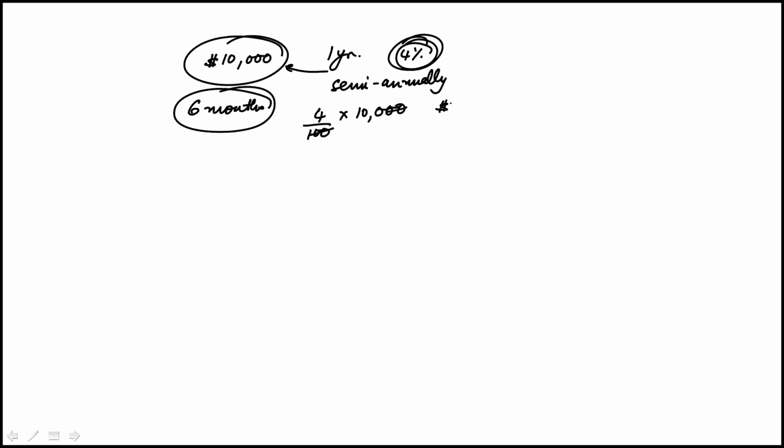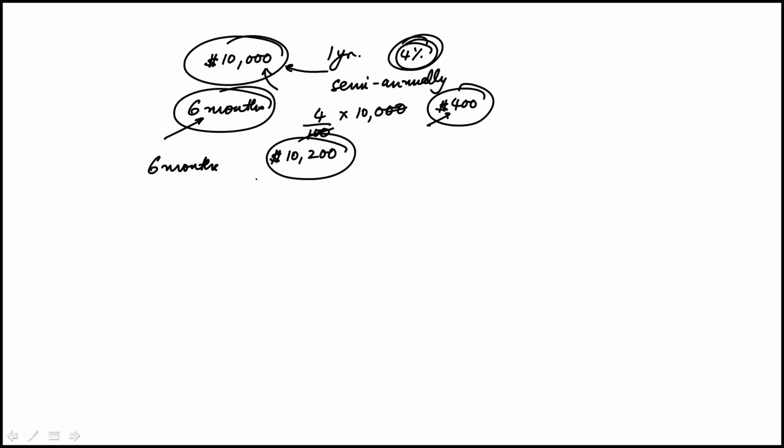So that's $400. Now this is for 1 year, and because we need to pay the interest in 6 months, we would pay half of that. So at the end of 6 months, you'd pay out $200, half of that. So the balance would be $10,200. Now for the next 6-month period, the interest would be paid on this amount.